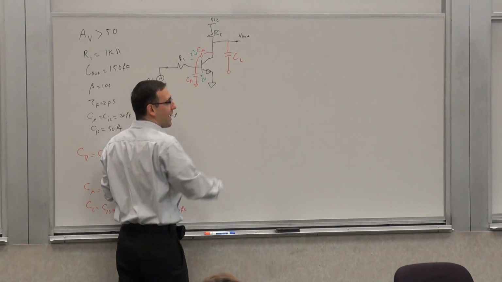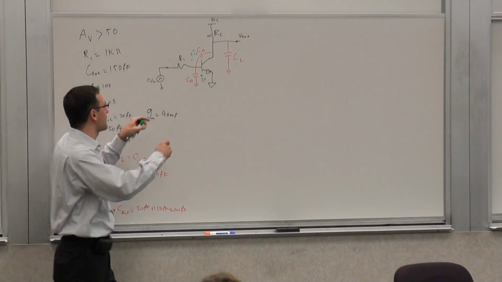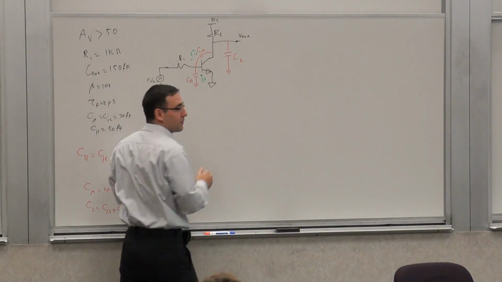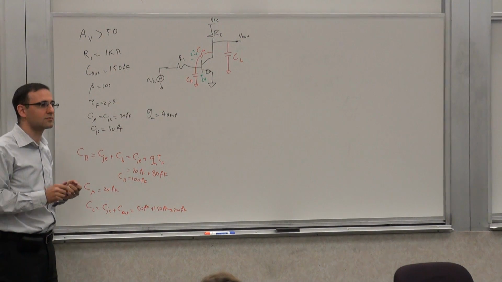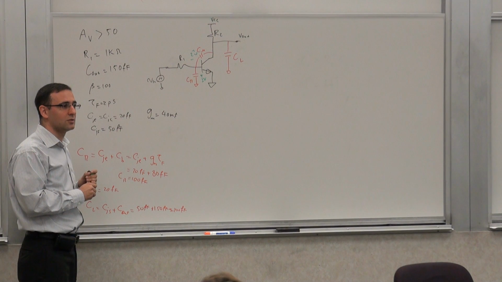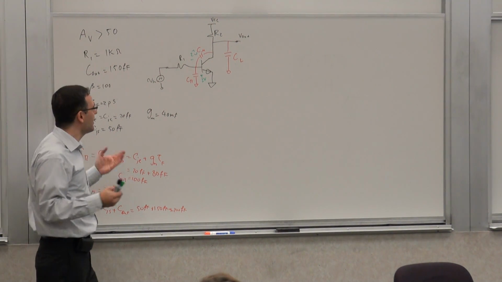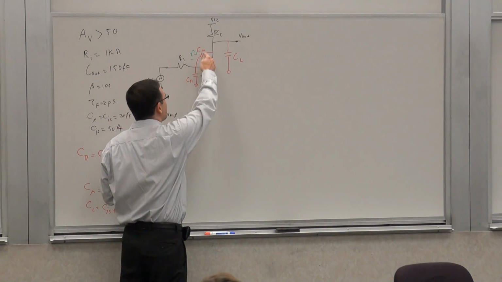But I'll get a non-zero transfer function here. We saw this when we were doing the first order model for this without these guys. If you short C pi, you get zero output. You don't get a non-zero transfer function. The only one that gives you a non-zero transfer function is this one.